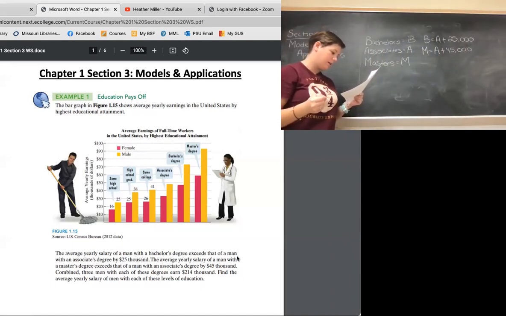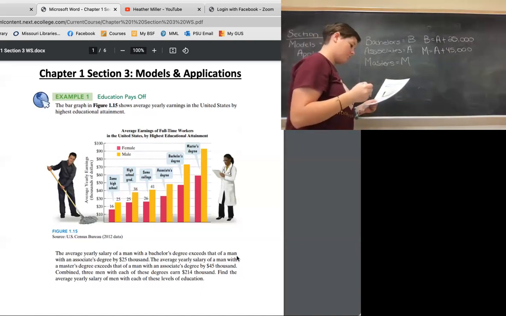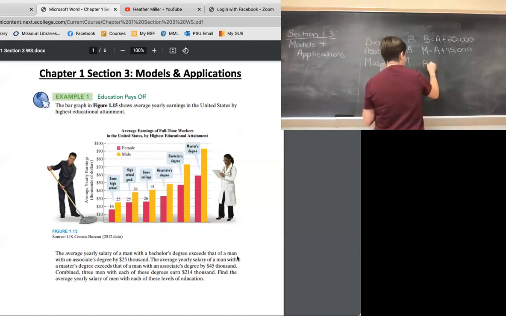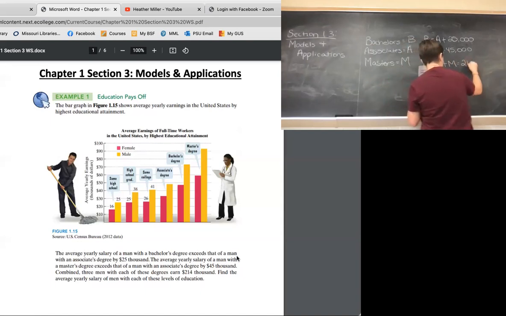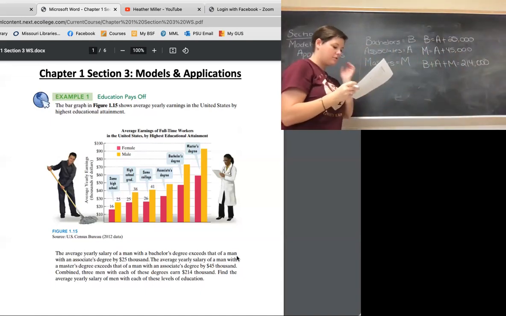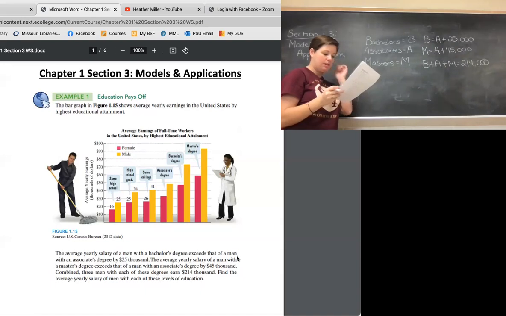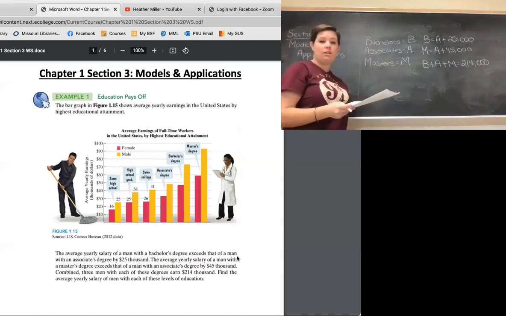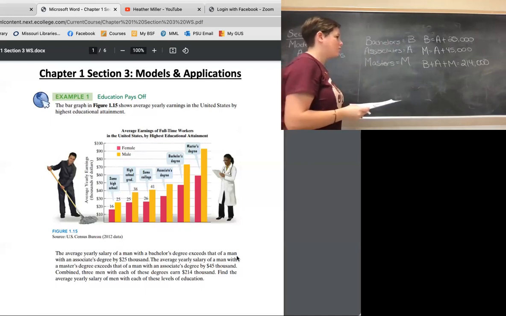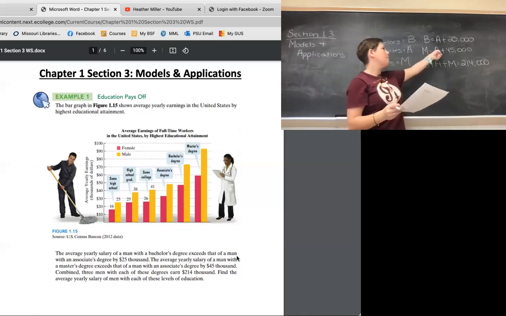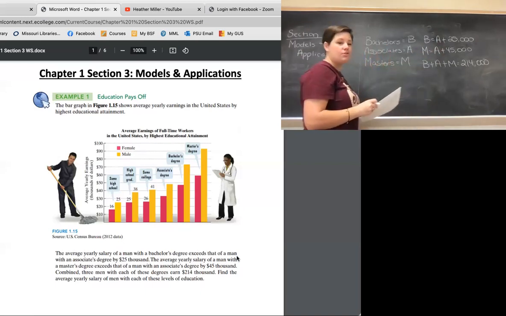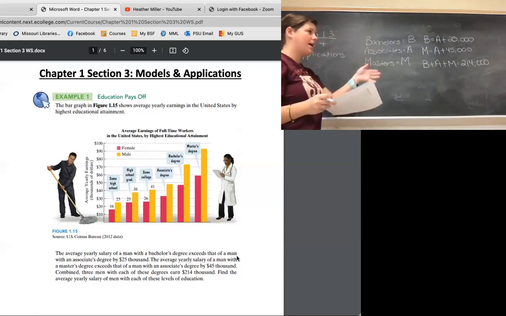Combined, 3 men with each of these degrees earns $214,000 a year. So if we take a bachelor's and an associate's and a master's degree, that would be $214,000. So let's find the average yearly salary of the men with each of these levels. We have no idea how much any of these guys make. We just have all these random equations. But here's something I want you to note. We know our bachelor's and our master's based on our associates, right? So they already have A's in common.